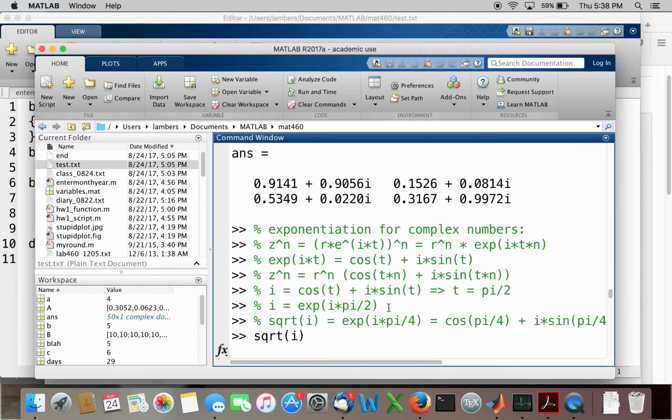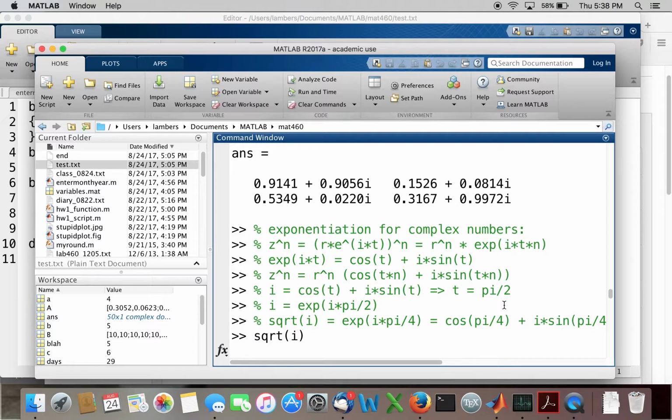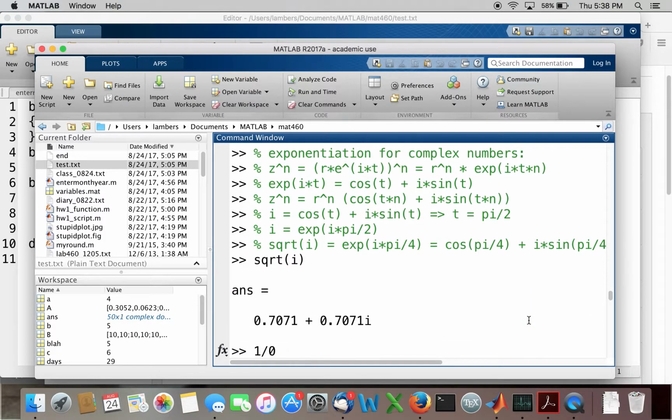So if I want a square root of i, I express i in polar form, and then to take the square root, I can just cut the angle in half. So I have cosine of pi over 4 plus i sine of pi over 4. So the square root of i is square root of 2 over 2 plus the square root of 2 over 2 times i. That is what I would get if I do the square root of i. But I can also negate this, and I get the negative square root.